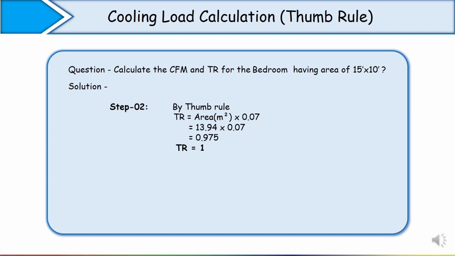In the same way, if you want to calculate the supply air CFM value, we know that as per thumb rule 1 TR is equal to 400 CFM. You can easily calculate the airflow, 1 into 400. So in this way we have to calculate the cooling load and supply air CFM value as per thumb rule. In the same way we'll take one more question.